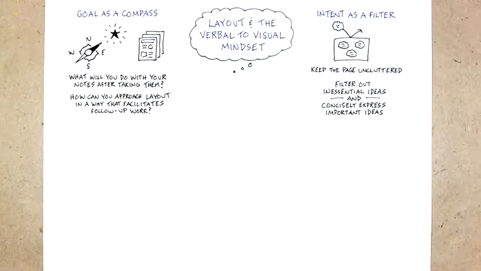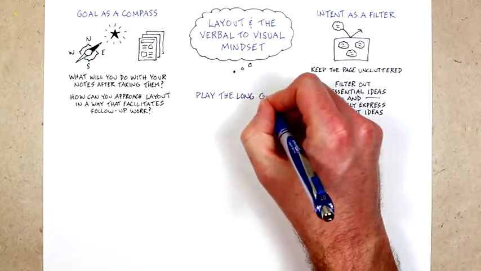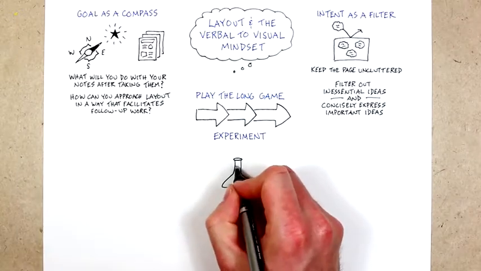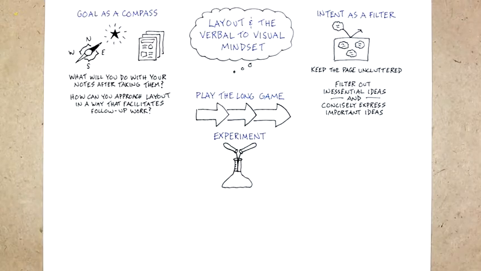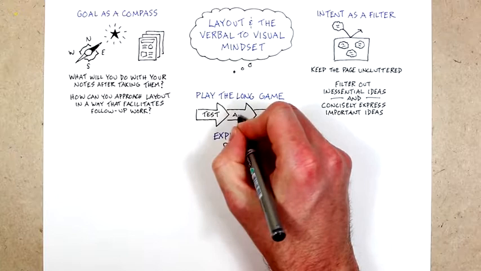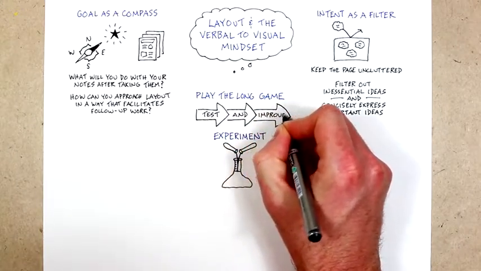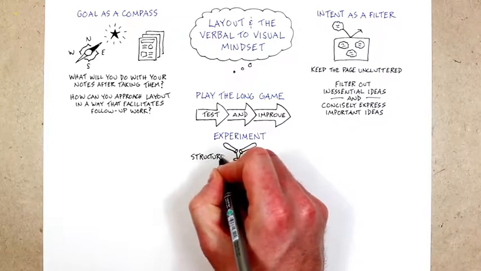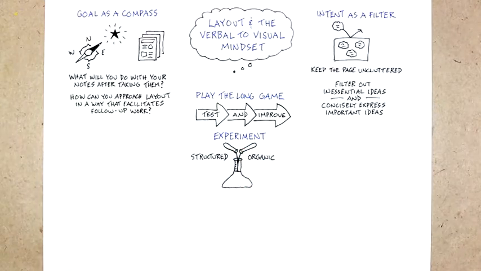I think that the 2 ideas of play the long game and experiment go really well together when thinking about layout. You can experiment with different approaches to layout over time, try out different templates and different organic approaches, and even different page sizes until you find the right number of constraints that work well for you.